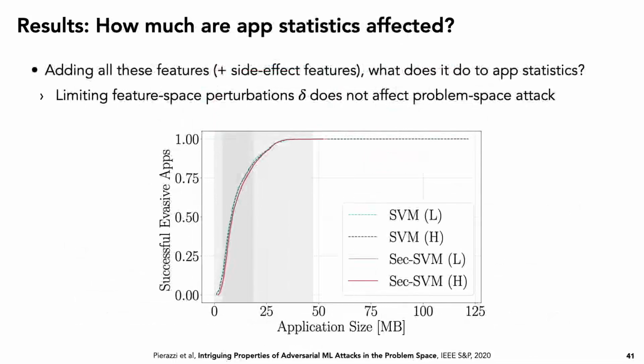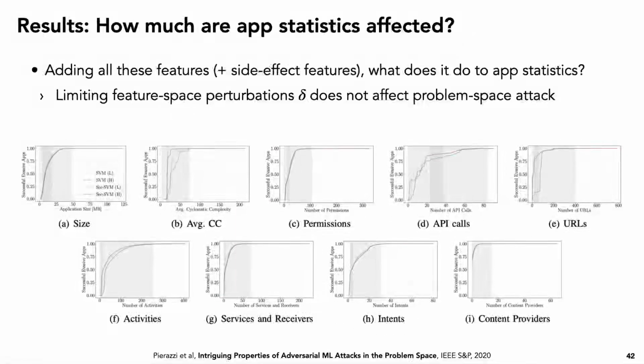So it's informative to compare the statistics of the generated apps to the benign distribution to see whether adding all these features has caused our adversarial apps to become particularly anomalous or conspicuous. Here, the dark gray band shows the interquartile range for benign app size, and the light gray band shows the mean plus or minus 3 standard deviations, and we can see that the generated apps completely fall within these bounds. We can show similar results across a range of statistics such as the average cyclomatic complexity or the number of permissions or API calls, which gives us some peace of mind that our new apps will be sufficiently stealthy.